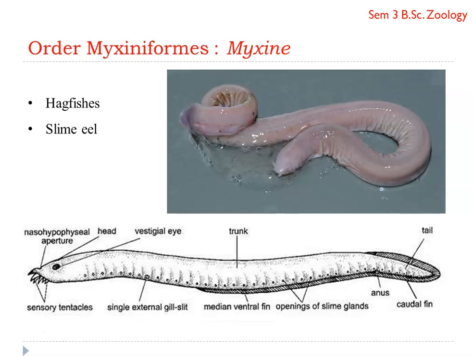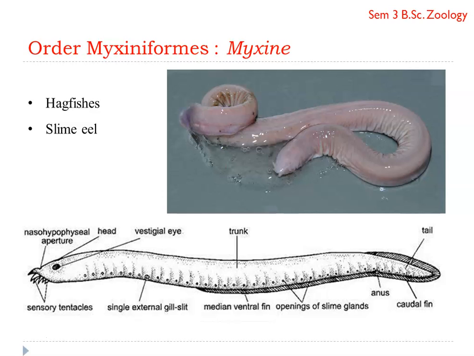The body is long, eel-like, and almost 2 feet, 50 to 60 centimeters in length, and the body is divided into, you can see over here, head, trunk, and tail. Externally, the body is soft and smooth, devoid of scales. The softness and smoothness is because of the slimy secretion, so it adds to the property.